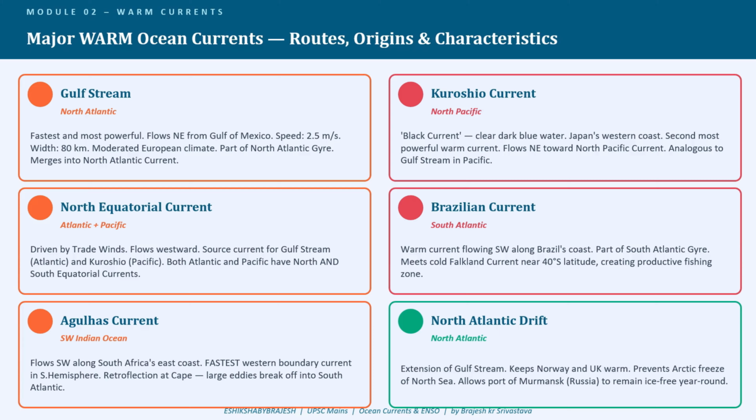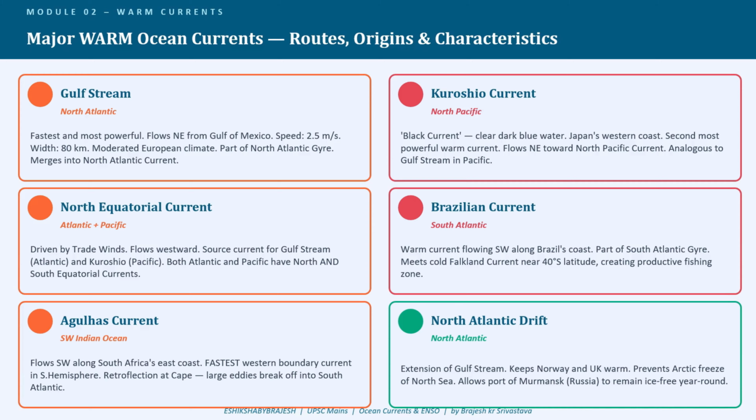The North Equatorial Currents, both Atlantic and Pacific have them, flow westward, driven by the trade winds. These are the source currents that feed into the Gulf Stream, Atlantic and Kuroshio, Pacific. Understanding this is important for ENSO. During El Nino, when the trade winds weaken, this westward flow slows down and warm water stays in the central/eastern Pacific instead of piling up in the west.